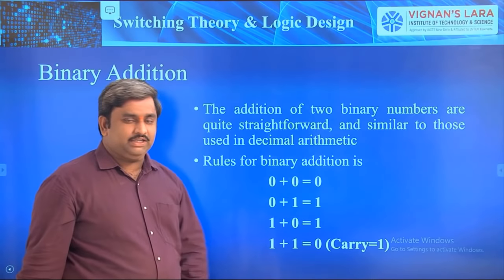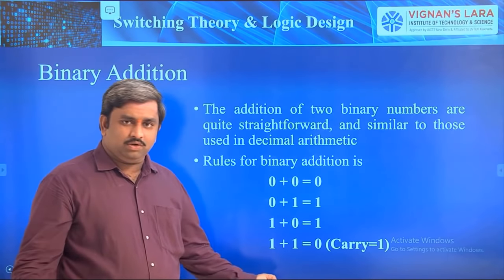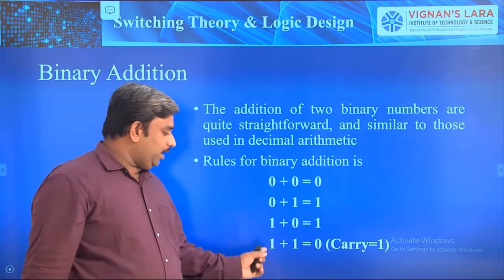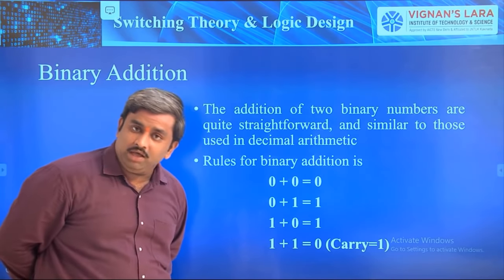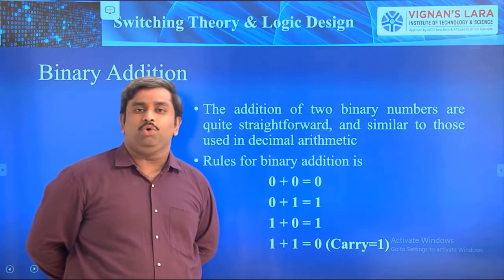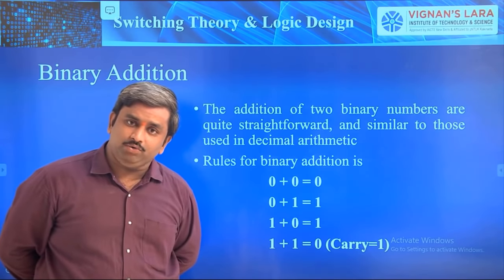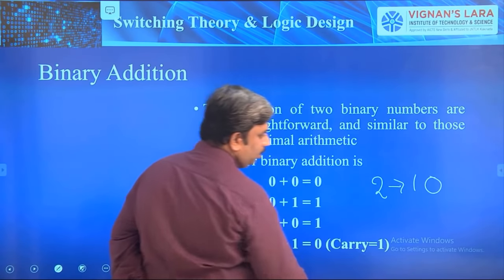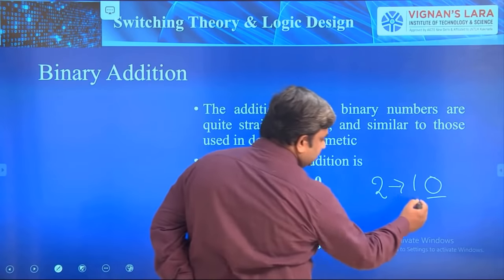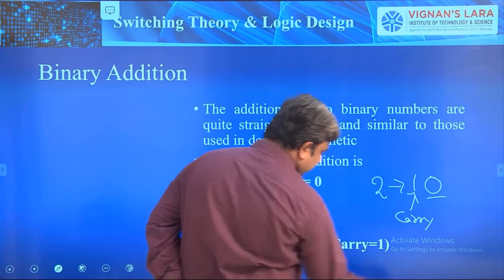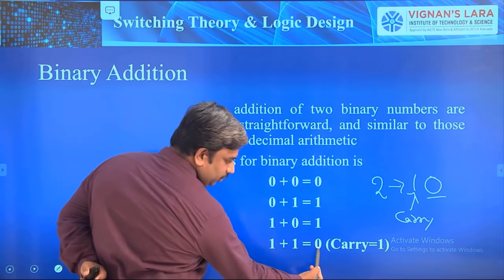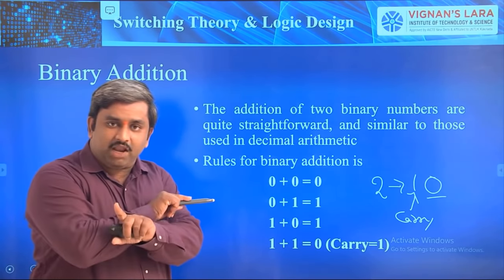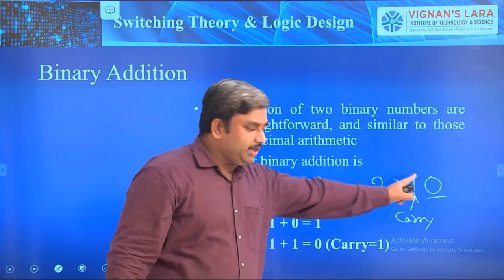The rules for this addition are: 0 plus 0, nothing plus nothing, is 0. 0 plus 1 is 1. 1 plus 0 is 1. 1 plus 1: what is the value of 1 plus 1 in normal decimal? It is equal to 2. But in binary, how do we represent 2? In binary, 2 is represented as 10. So this 0 is the sum and this 1 is the carry. See here, 1 plus 1: the sum is 0 and the carry is 1. You have to remember this value, because the digit 2 is not available in our binary number system, so we represent 2 as 10.